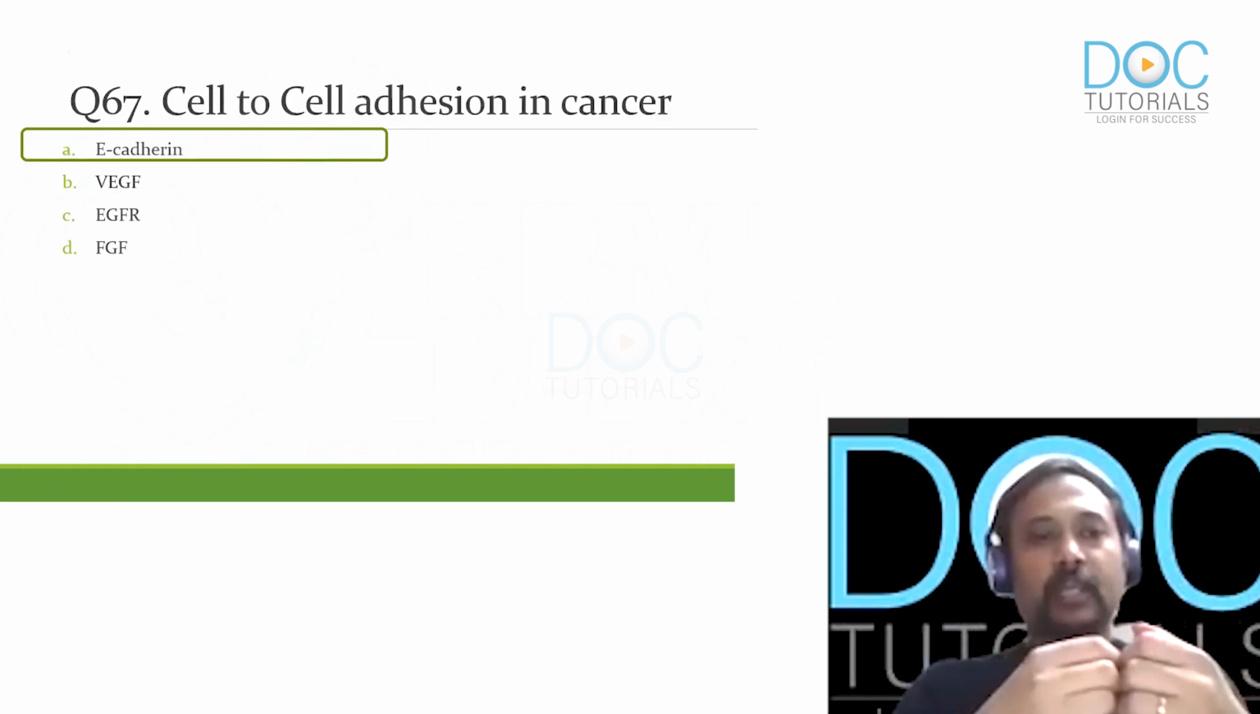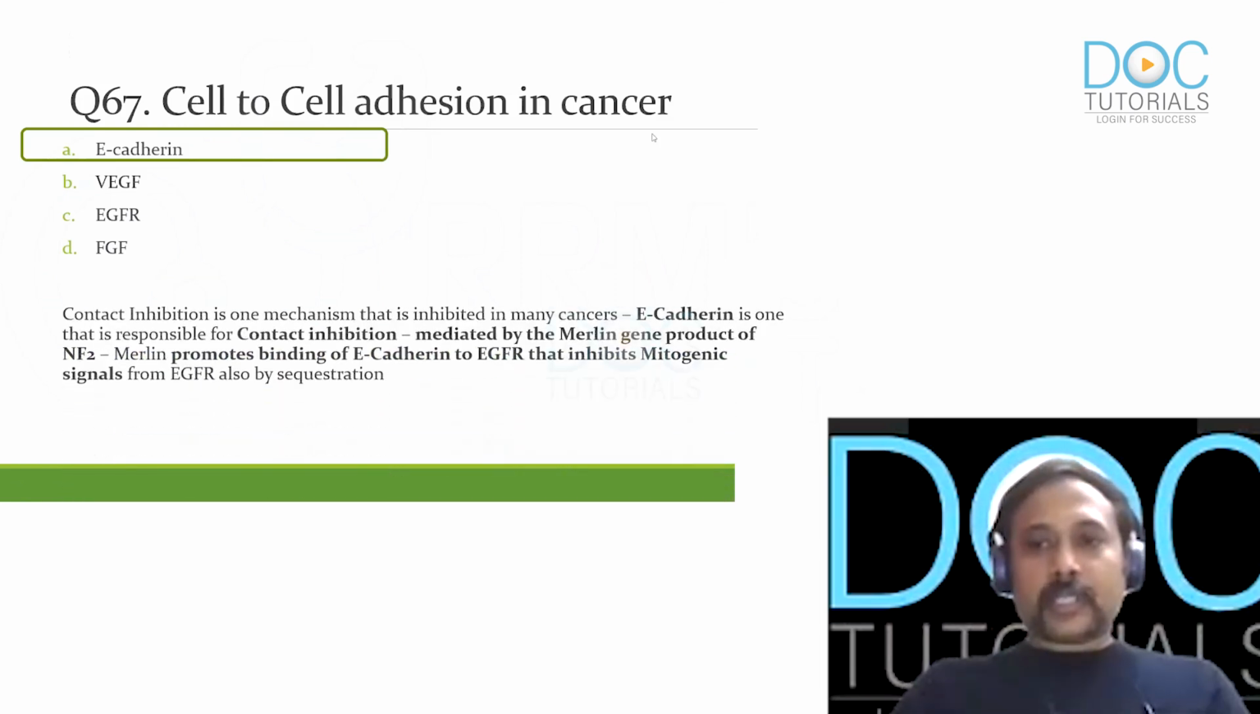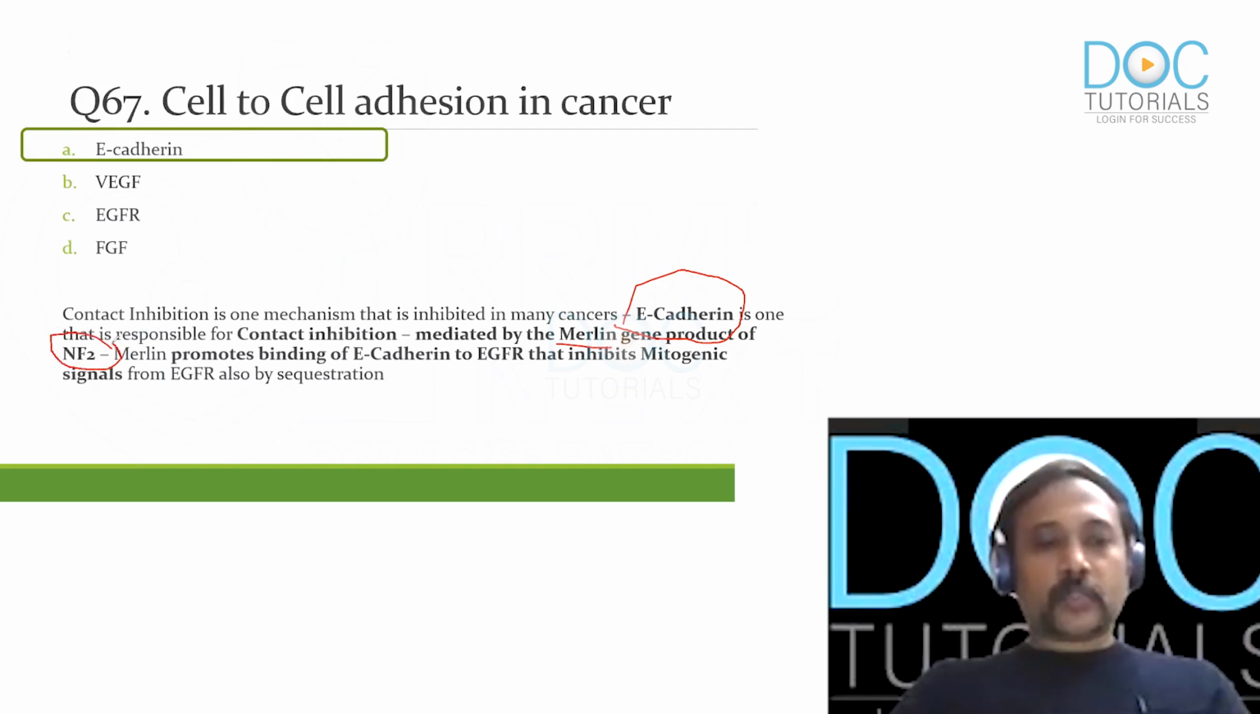But when degradation of E-cadherin happens, the cell growth is sustained and it keeps continuing to grow. So contact inhibition is the function that is inhibited in many cancers, and it is mediated by E-cadherin. The contact inhibition function is modified by the Merlin gene product, which is found in your NF2 gene. So the NF2 gene product is Merlin. That promotes the binding of E-cadherin to EGFR and prevents the mitogenic signals.